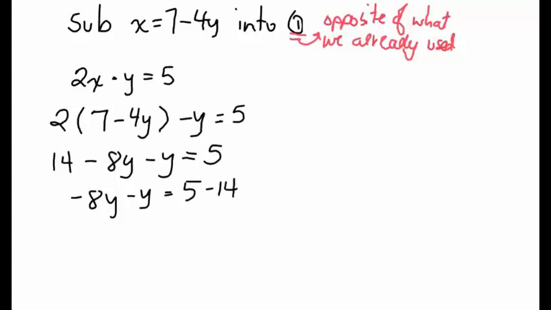And we have negative 8y minus 1 more is negative 9y. And 5 minus 14 is negative 9. Dividing both sides by negative 9, we get y is equal to the value of 1.